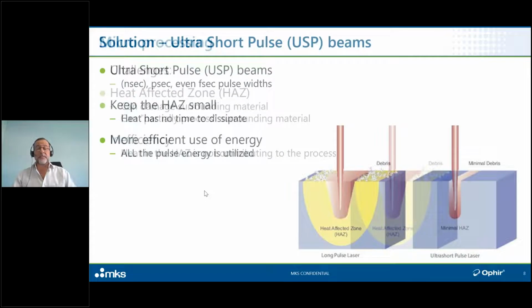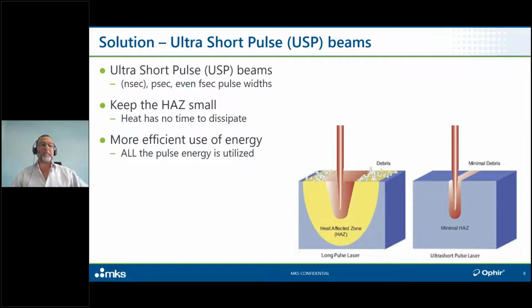The solution that the industry has come up with is to use ultra-short pulse beams, by which I mean beams whose pulse widths are nanoseconds, picoseconds, and even femtoseconds. Now you'll notice that I put nanoseconds in parentheses. Up until not so long ago, nanoseconds were considered really short. Now they're already, certainly for the purposes of what we're discussing here, almost borderline. Ultra-short pulses keep the heat-affected zone very small.